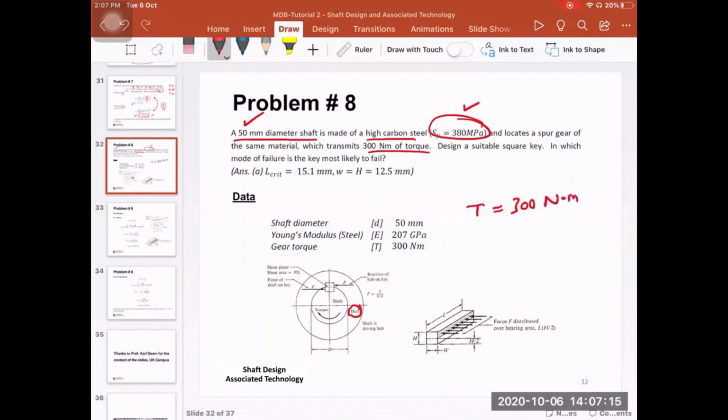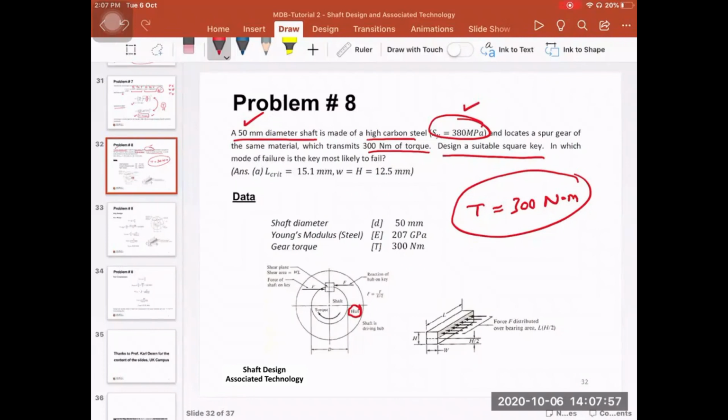Design a suitable square key. So the focus here is going to be on the key. The diameter of the shaft is given, and the amount of torque that is going to be transmitted is given as 300 Newton meter. The material of both the shaft and the hub are given, and then here we design the key. In which mode of failure is the key most likely to fail?